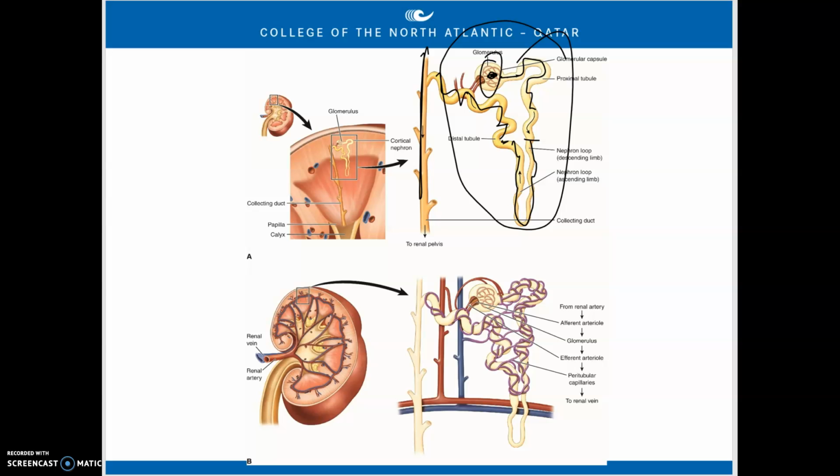If we look at this picture right here, we'll be able to see that this is the medulla in this area, and this is the cortex. So the glomerulus, the proximal convoluted tubule, and the distal convoluted tubule are all going to be in the cortex, while the descending and ascending loop of Henle are going to be in the medulla. So if I draw that line over here, this basically separates the cortex on the top from the medulla on the bottom.